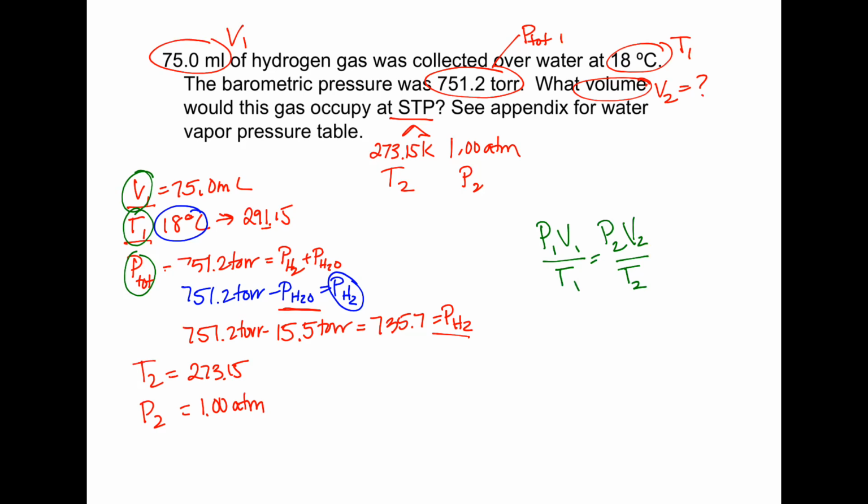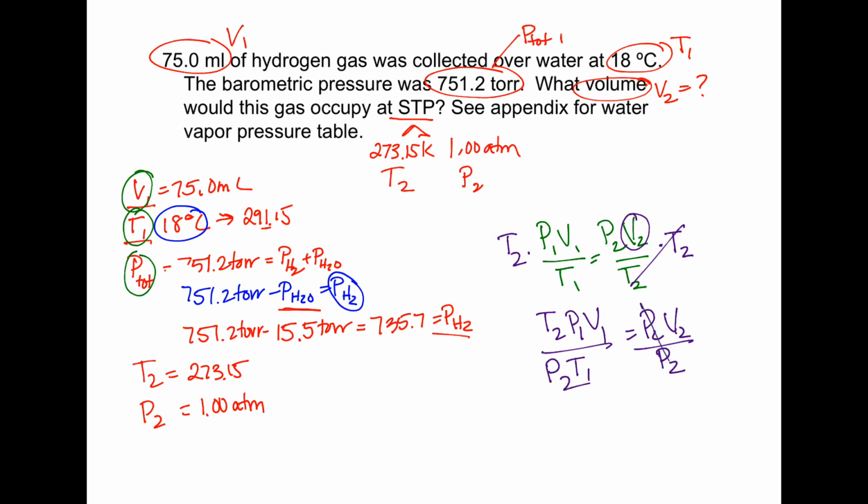And I am trying to find my volume, so I'm going to rearrange this so that volume is by itself on one side. That means multiplying both sides by T2, so those cancel out, and I'd get T2 P1 V1 over T1, and then I'm going to divide both sides by P2, so those would cancel out. And what I'm left with is V2 equals T2 P1 V1 over P2 T1.